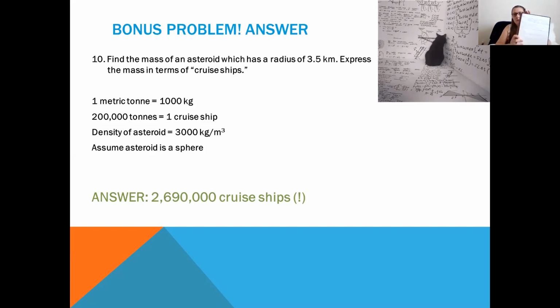I can hold up my work. That's probably backwards, so sorry. So I'll just walk you through it. So if we identify our variables, what we're given is 3.5 kilometers as the radius. We're given the density of the asteroid, which is 3,000 kilograms per cubic meter. And we're given that the asteroid is a sphere. So of course, that's a totally idealized case. Asteroids are not actually spheres. They're not massive enough to be spheres, but just for the sake of simple math, that's what we're assuming.